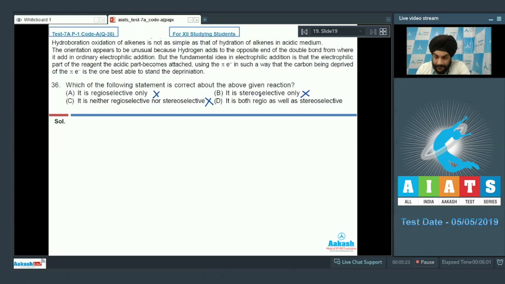If you talk about the D option, it will be correct. It is both regioselective as well as stereoselective because the anti-Markovnikov product is formed and the syn addition takes place in this reaction. So it has to be both regioselective as well as stereoselective. So for this question, we have to mark the correct answer as option D.